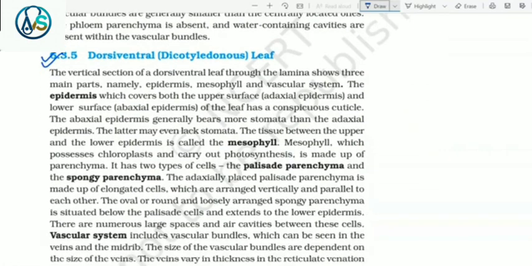6.3.5 Dorsiventral, that is dicotyledonous leaf. The vertical section of dorsiventral leaf through the lamina shows 3 main parts, namely epidermis, mesophyll and vascular system. The epidermis, which covers both the upper surface, that is adaxial epidermis, and lower surface, that is abaxial epidermis of the leaf, has a conspicuous cuticle. The abaxial epidermis generally bears more stomata than the adaxial epidermis. The latter may even lack stomata.